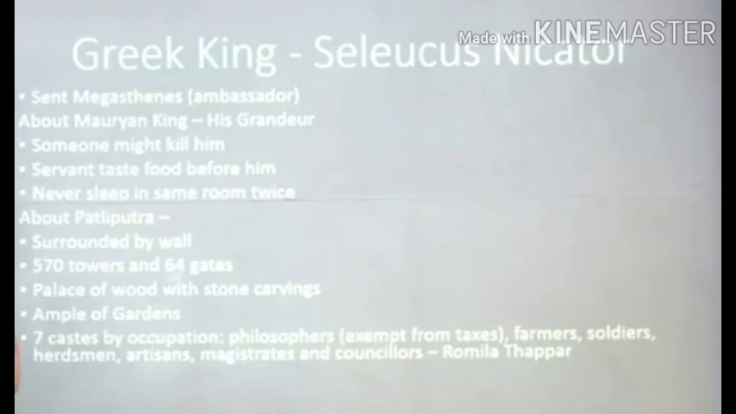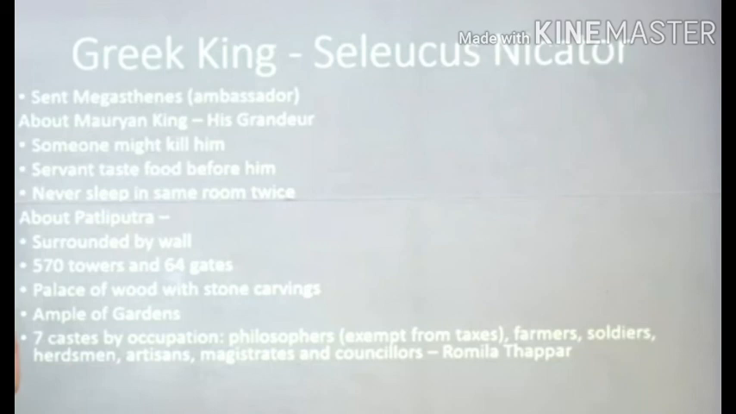Now, a descendant of Alexander, the Greek ruler of Western Asia named Seleucus Nicator, had sent Megasthenes to the court of Chandragupta Maurya. Megasthenes, in his book Indica, has given a brief description of life during that time. He described Pataliputra, which is now modern Patna.